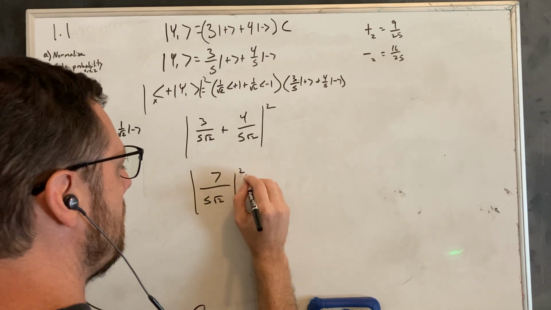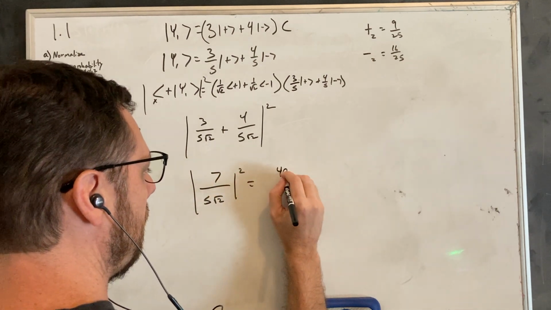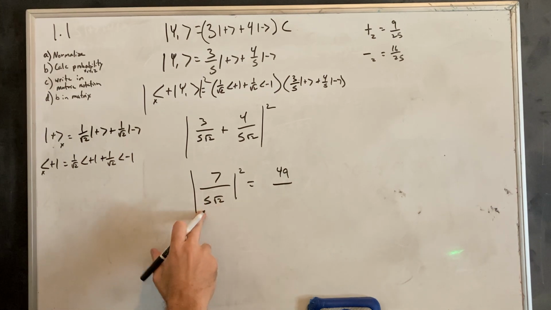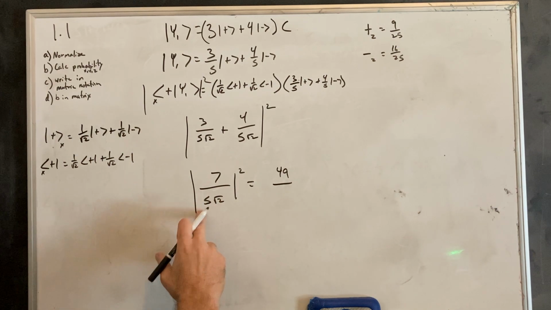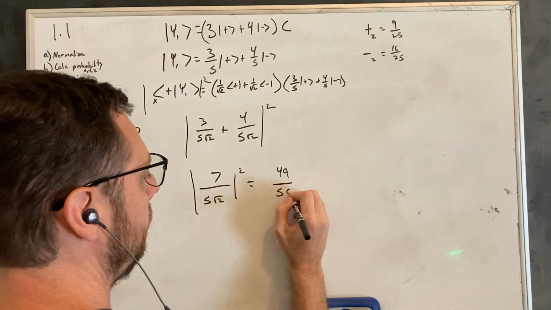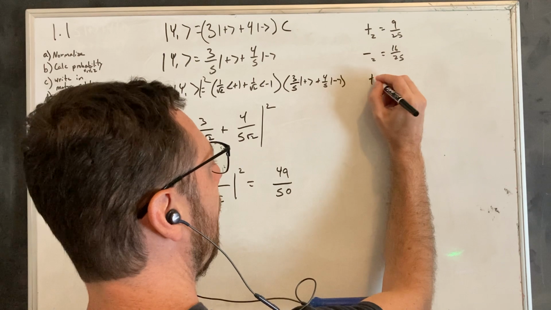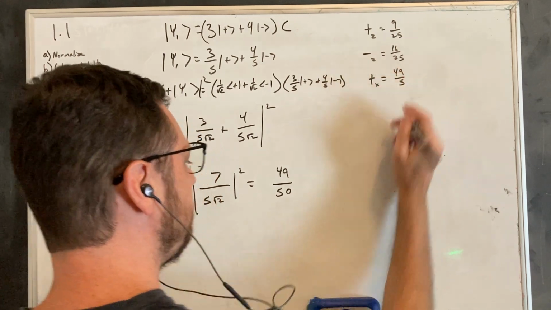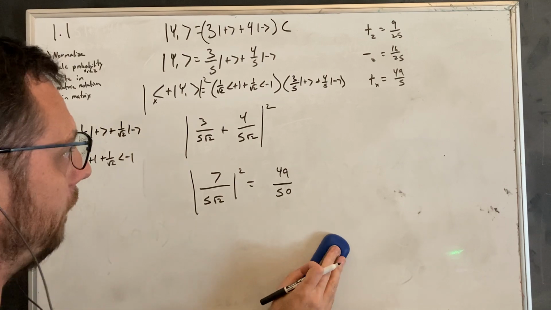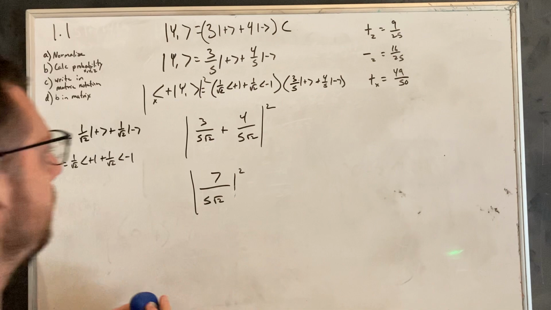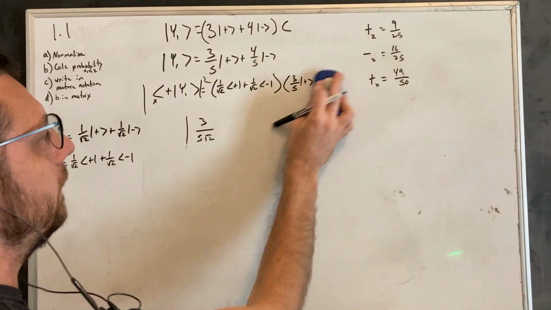Square that, and we have 49 over root 2 squared is 2. 5 squared is 25. So 25 times 2 is 50. So we have 49 out of 50. So that's going to be up in our x direction is going to be 49 over 50. So we can kind of assume that down is going to be 1 over 50. Should probably write that correctly. But let's go ahead and verify to make sure that that is correct.